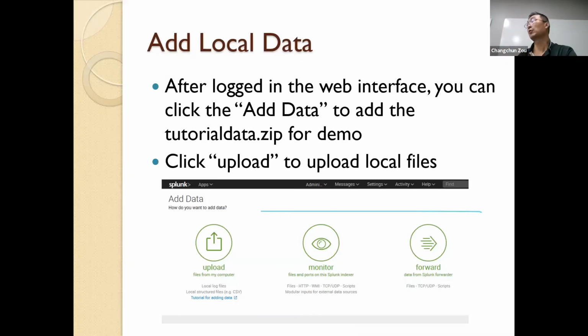Just like Wireshark, you can use Wireshark to capture real network traffic to analyze, or you can use Wireshark to analyze an existing PCAP trace file and find some information. So we will only introduce adding data to Splunk to analyze this already collected data. After you log into the web interface, you can click add data to add this tutorial data.zip to the data set.